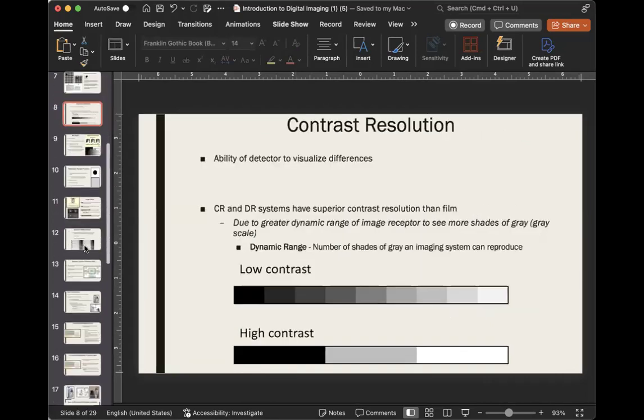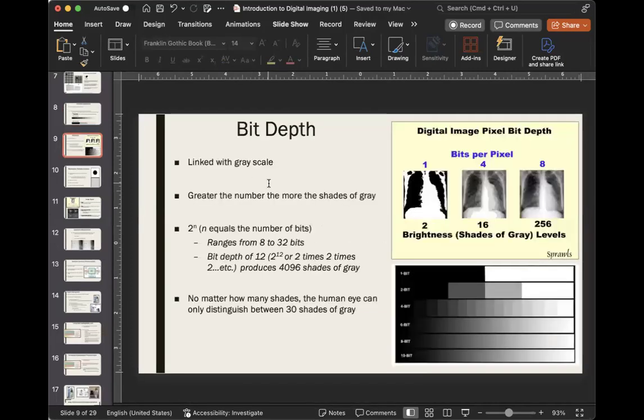When we talk about contrast resolution, it is a different term. It's going to be the ability to detect visual differences. CR and DR themselves have superior contrast resolution, okay, due to the dynamic range, which is the number of shades of gray an imaging system can reproduce, okay? And so when we deal with contrast resolution, what we really are looking at is going to be bit depth, okay? Because that is linked with grayscale. The bit depth allows for us to see differences in shades of gray.